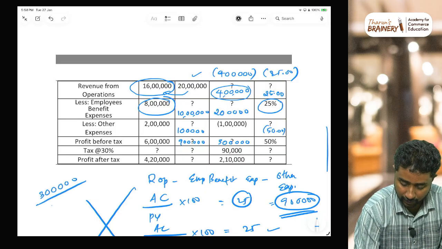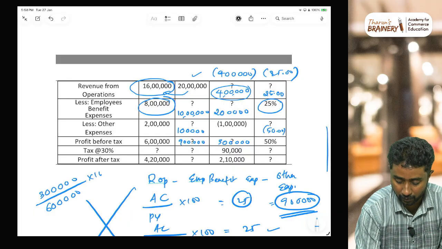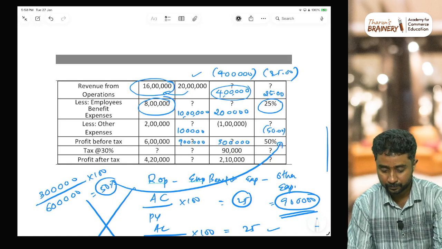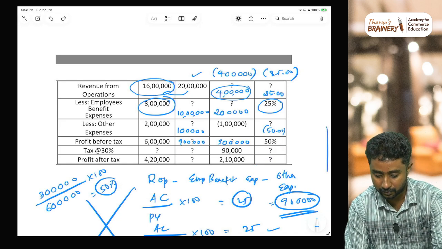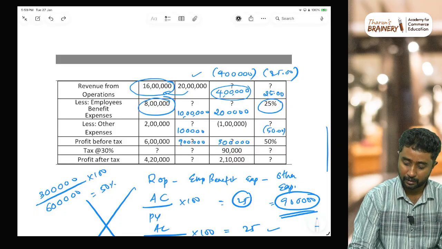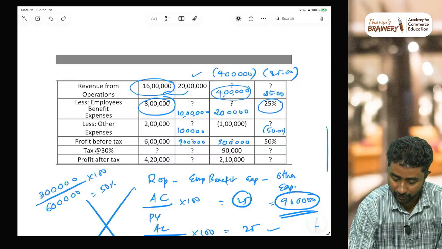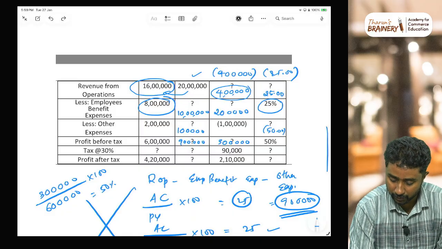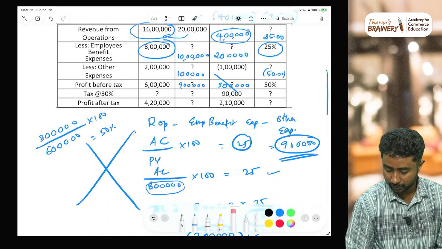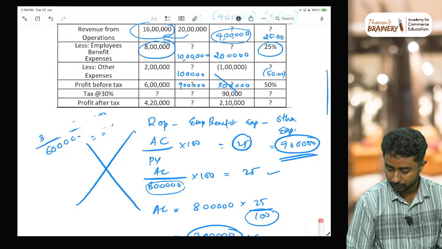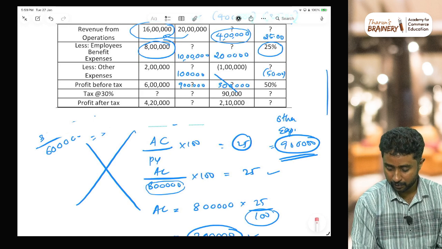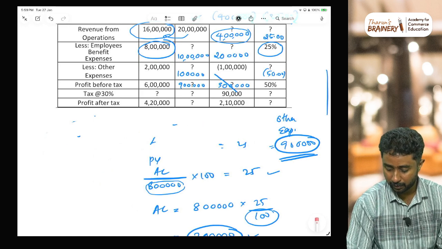So 3 lakh rupees change means 3 lakh divided by last year's value into 100. How much will you get? 50 percentage, which is already given here. That is how they have calculated the 50 percentage. Okay, that is one way to calculate this. If you are not okay with calculating like this, revenue from operations, employee benefit expense, other expenses, if you are not able to remove these, there is one more way. We will discuss that also. Let us see one more method by which we can calculate this.